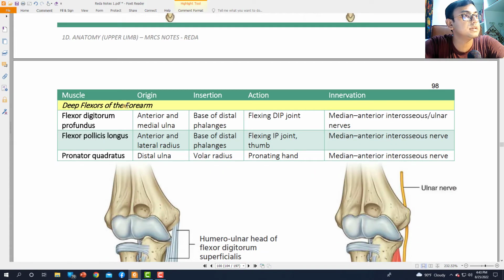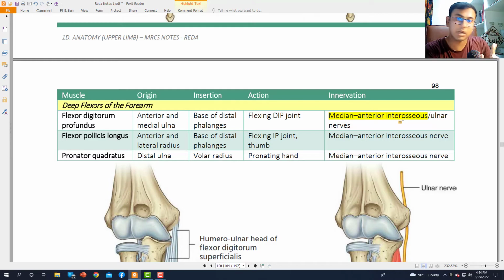Now the deep flexors of the forearm. I already discussed the superficial muscles, but underneath the superficial part is the deep part. There are three important muscles supplied by the anterior interosseous nerve, which is a branch of the median nerve. The interosseous nerve has a peculiarity, because it is derived from two important origins. One is from the median nerve, the median portion, and another is from the ulnar portion. Ulnar and median both are called the anterior interosseous.